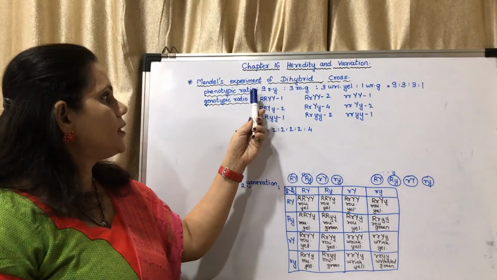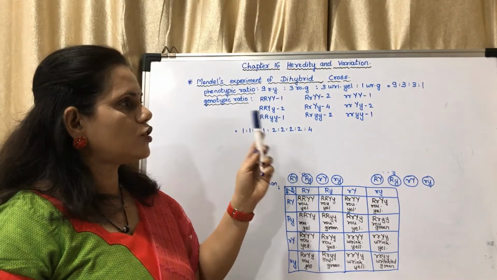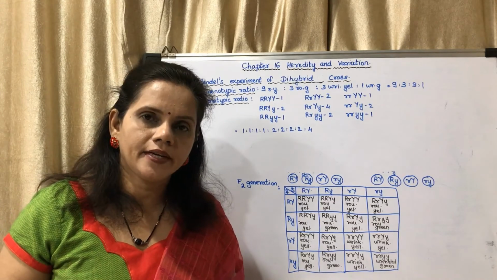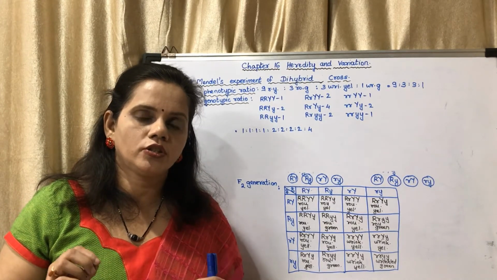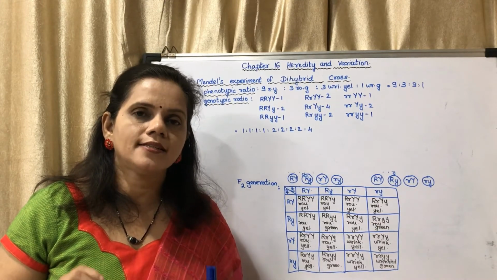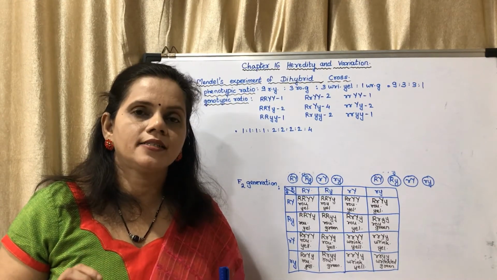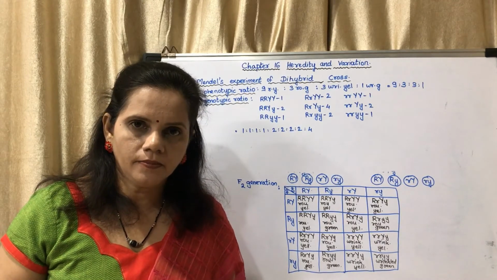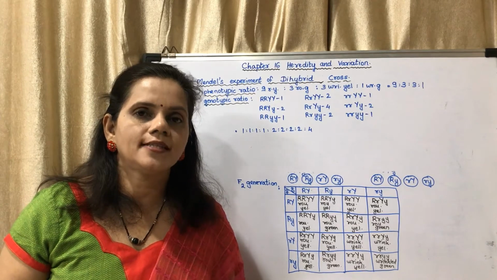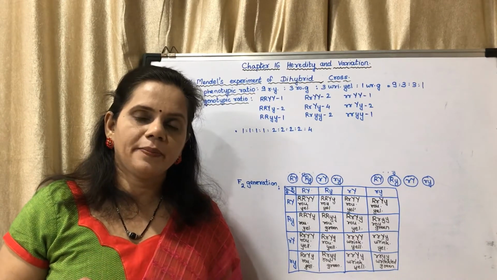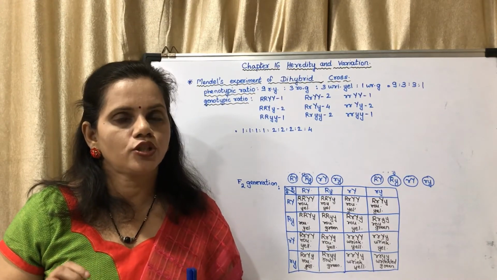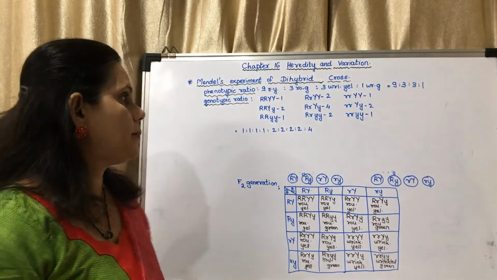So your phenotypic ratio will be 9:3:3:1. Phenotypic ratio in dihybrid cross is 9:3:3:1. Phenotypic ratio in monohybrid cross is 3:1. This is a fill in the blank question. Phenotypic ratio in monohybrid cross is 3:1. Phenotypic ratio in dihybrid cross is 9:3:3:1. What about genotypic ratio?